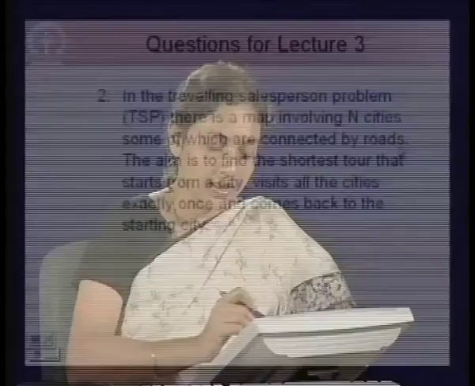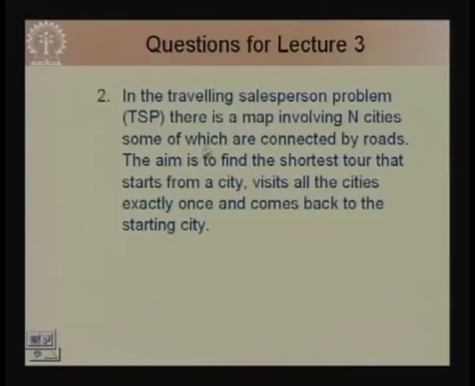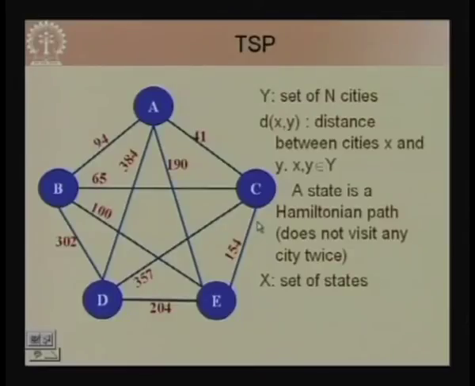The second problem that we assigned in the last class was the travelling salesperson problem. In the travelling salesperson problem, we have a map involving n cities, some of which are connected by roads. The objective is to find the shortest tour that starts from a city, visits all the cities exactly once and comes back to the starting city.